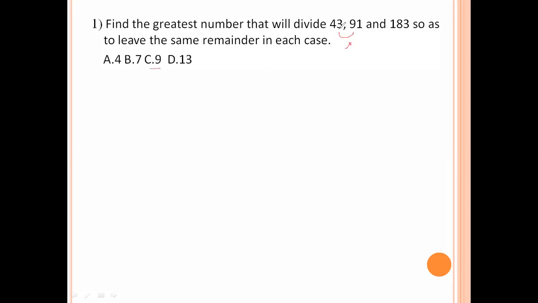7 9s are 63... 7 13s are 91, remainder 0. Here the remainder is not the same. So next, go to the next one, 7 6s are 42, carry 1, 7 1s are 7, 7 3s, carry 0. Here the remainder is 0. Next, 4 4s... the remainder is 3. In all these three cases, we get remainder 3. So option A is the right answer.